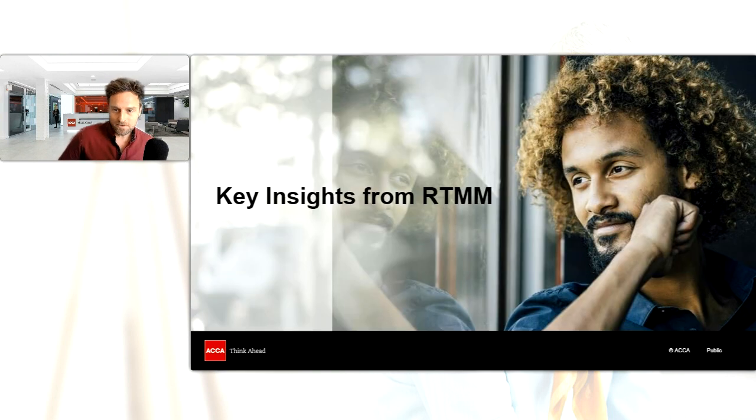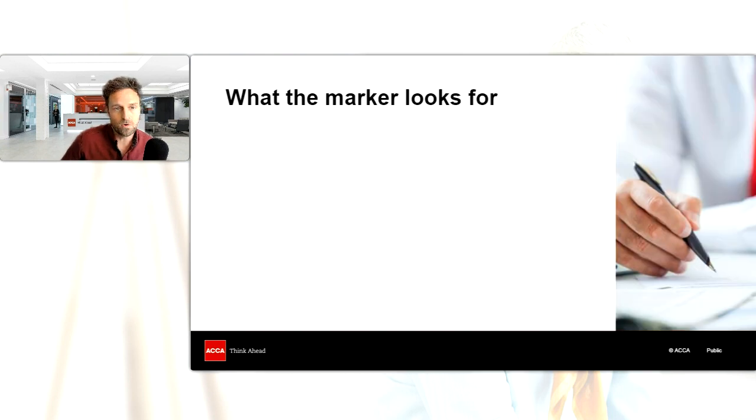Right, let's have a quick look at some insights from the Read the Mind of the Marker article. So what we're going to look at here is what the marker looks for. Now, these articles are available for you to read, by the way, so go ahead and have a look at these as well. I've distilled the 3 articles and picked out some key bits, and also used some insight from my own experience and talking to markers to come up with a few really important points to start with.